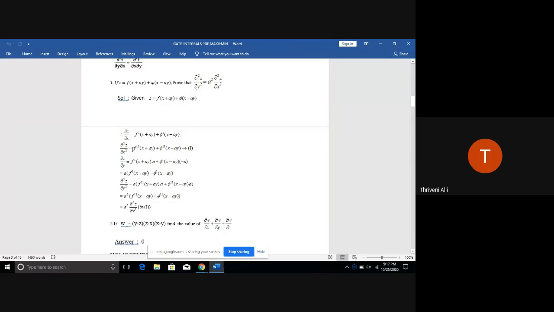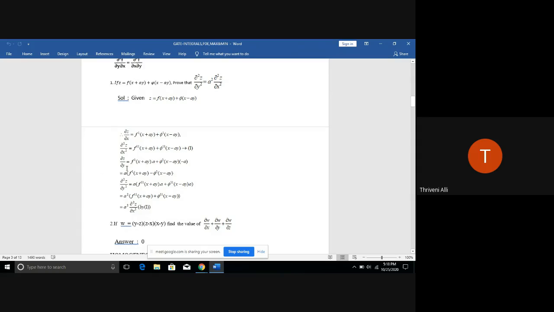Next, dou square z by dou x square is... here, first of all, in this function, we have to eliminate the functions, that is f and phi. So dou square z by dou x square equal to f double dash of (x plus ay) into 1, differentiating partially with respect to x a second time, plus phi double dash of (x minus ay) into 1. So this is equation 1.